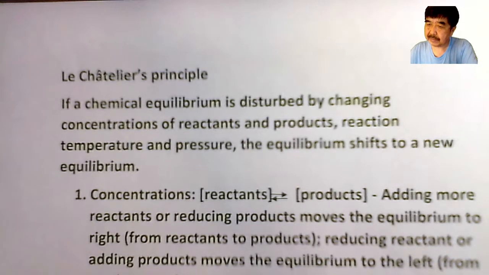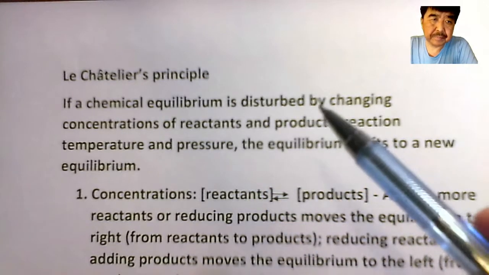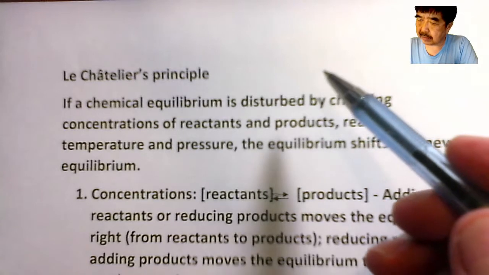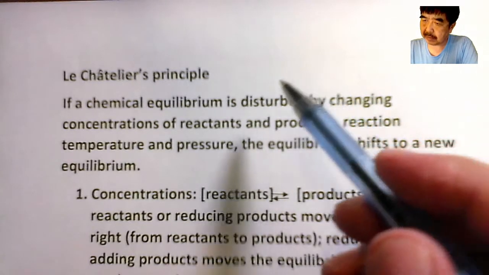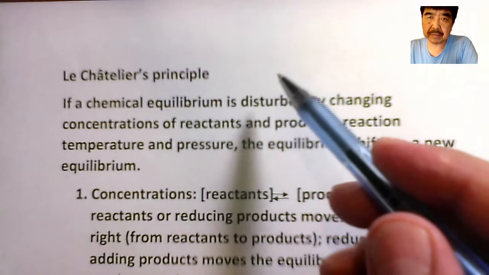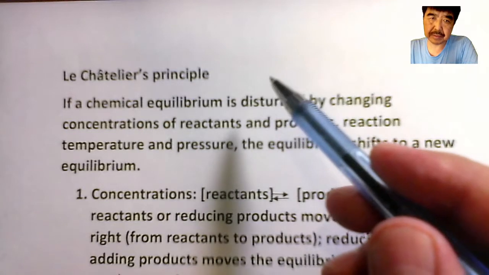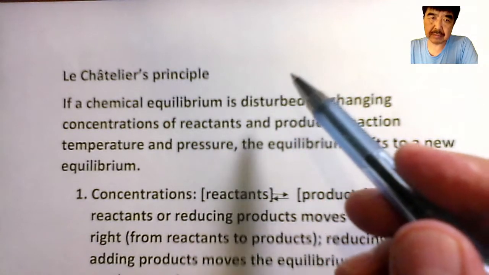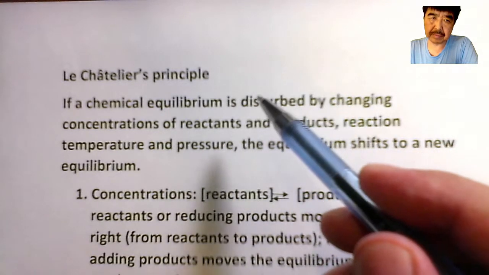All right, let's talk about Le Châtelier's principle. We know that most chemical reactions have two processes: the forward process from the reactants to products, and the backward reaction from the products to reactants. Eventually, the two processes reach equilibrium.